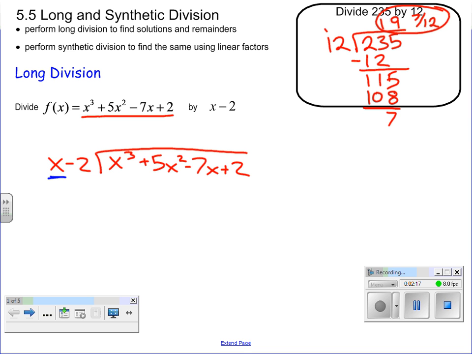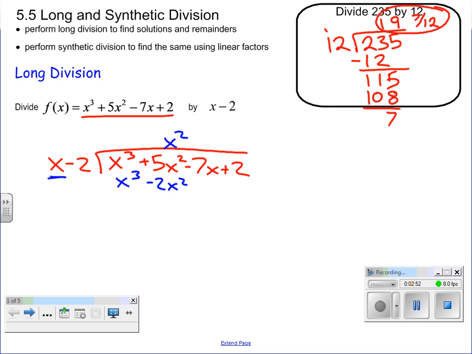And you look, how many times does x go into x cubed? You think, all right, x times what equals x cubed? Well, that'd be x squared. So where am I going to write it? I'm going to write it above the x squared column over here. Then, just like we did with the numbers, I'm going to take the x squared and multiply it by both the negative 2 and the x. So x squared times negative 2 is negative 2x squared. x squared times x is x cubed.